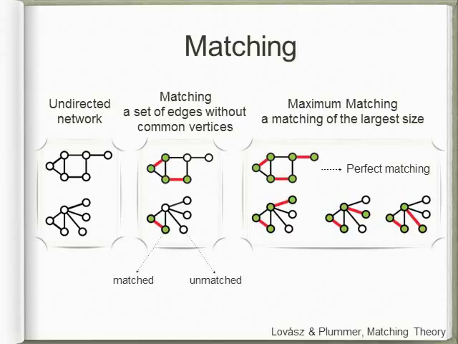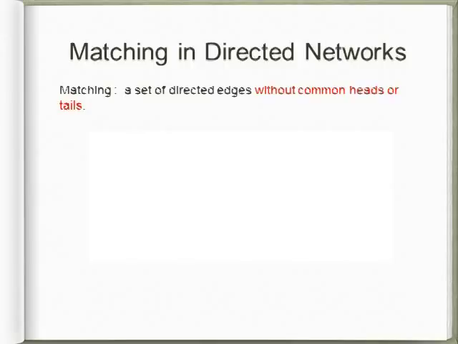And for a general undirected network, in principle, there could be many different max matchings, and in this case, they all share the same size. We generalize the concept of matching to directed networks because we want to study the controllability of general complex directed networks.